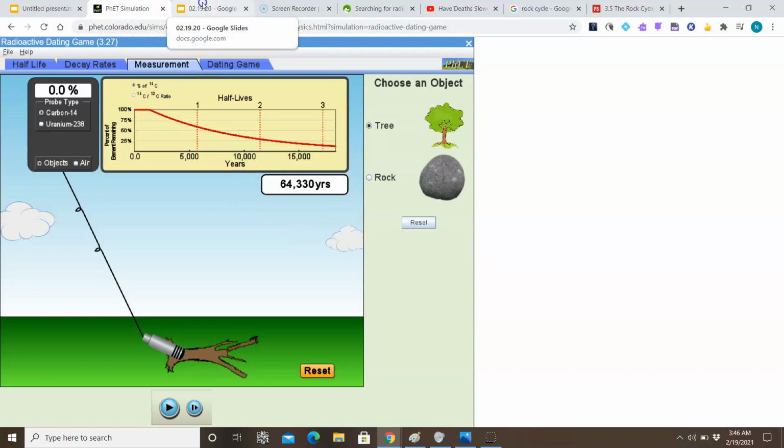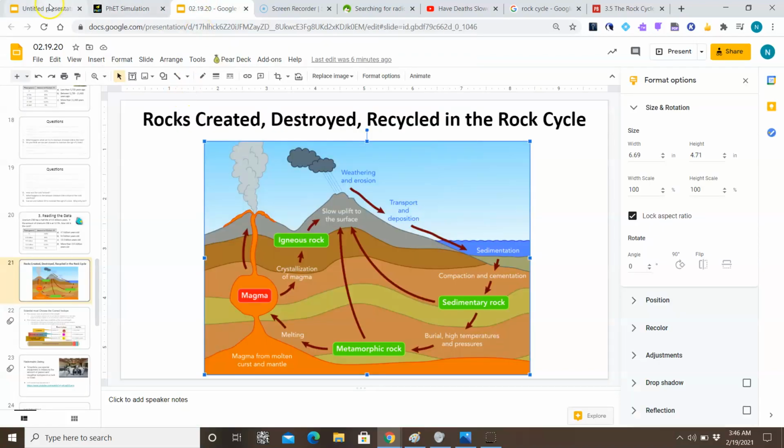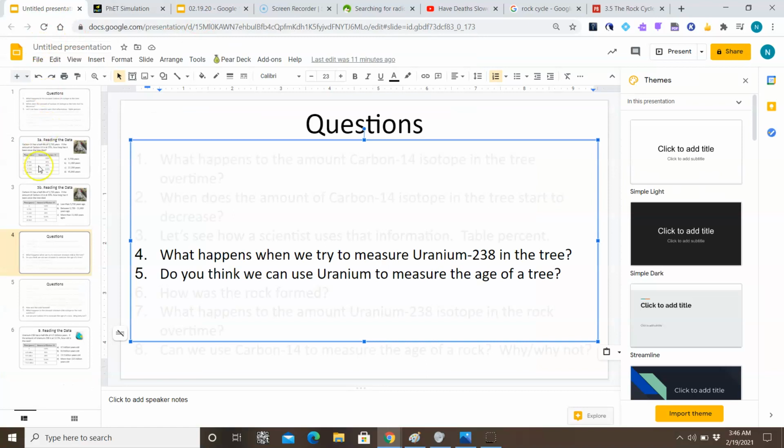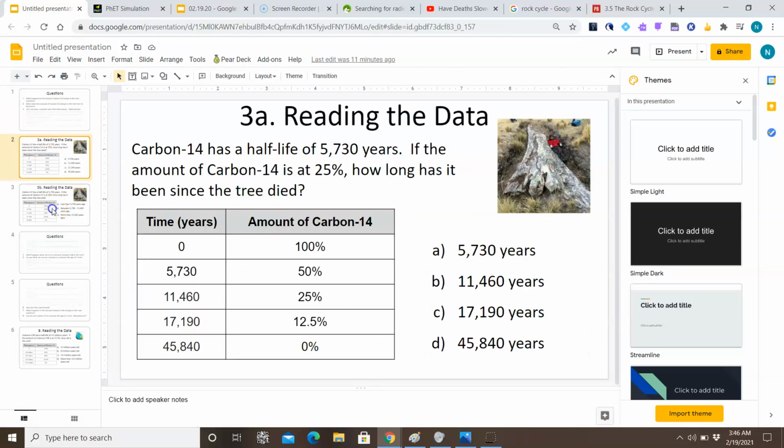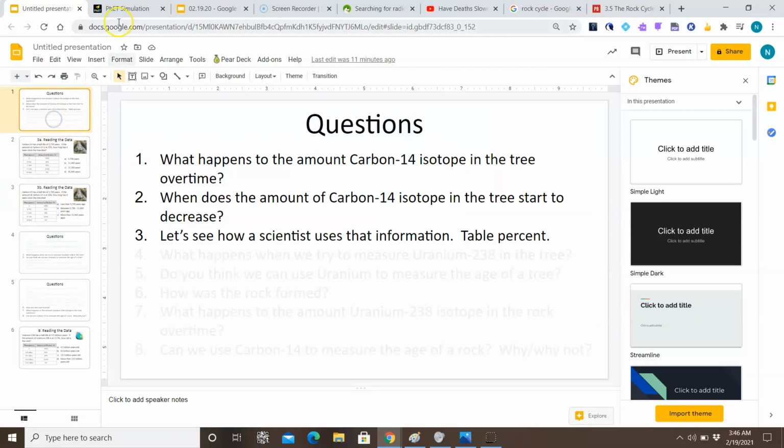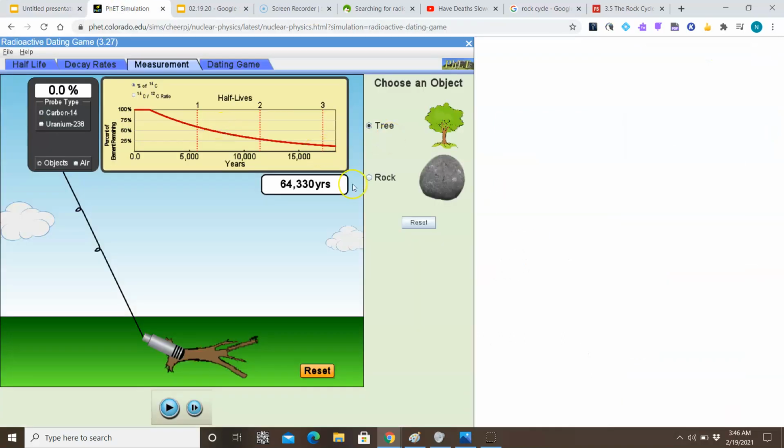So after thinking about that, you're going to come back to your questions here. You have these 3 questions to answer, and also don't forget the ones in the table. All right, in the next simulation, after you're done answering the questions, we're going to monitor uranium-238 in the tree.